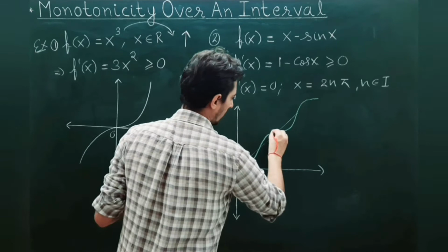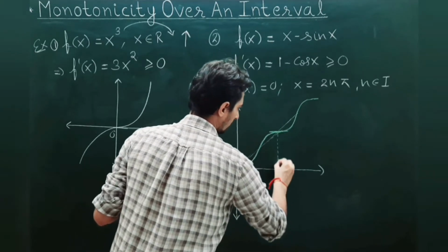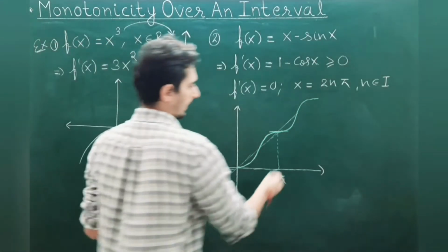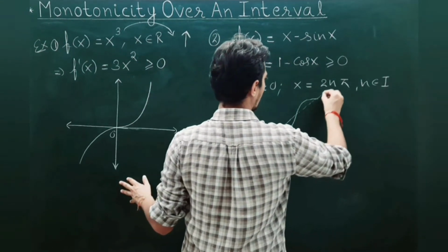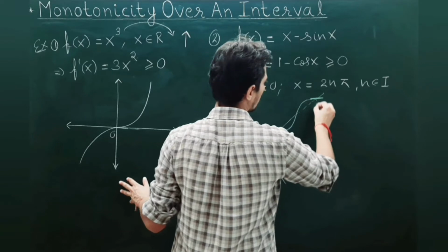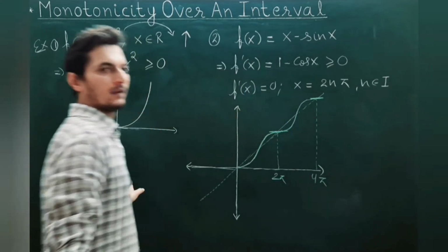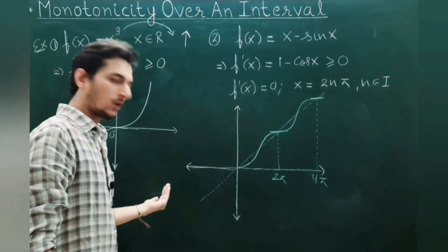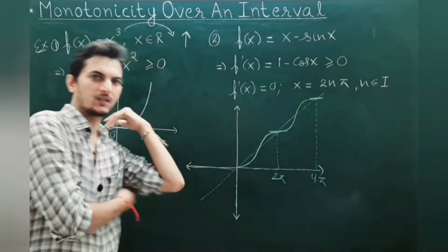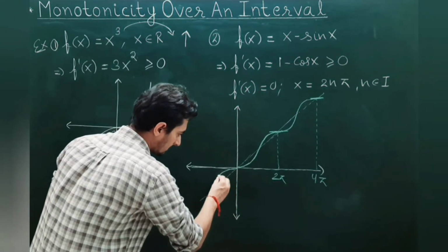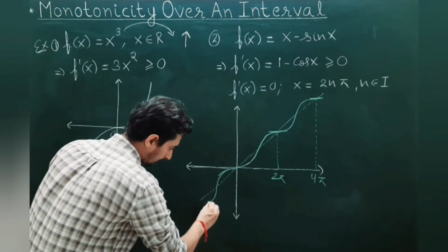And here is the point 2 pi, where derivative is 0, right? Again, you will get here another point where derivative is going to be 0, and that will be 4 pi. And on the left of the x-axis, that will be minus 2 pi and minus 4 pi. And you can see that f(x) is strictly increasing.